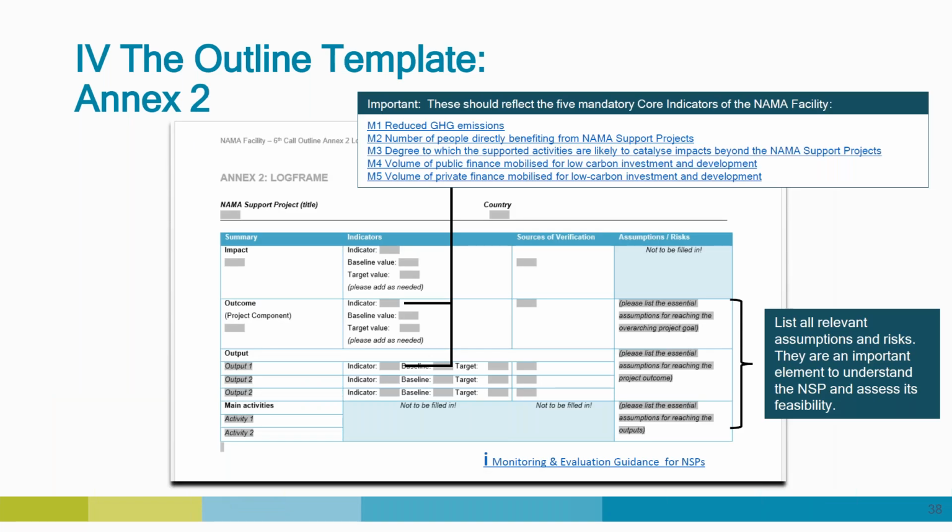The next annex, Annex 2, is the log frame. It is a planning instrument for project development. And we would like to stress the importance of consistency between the log frame and the main body of the outline. The log frame should show all relevant assumptions and risks for the project to reach its outputs, outcomes, and impacts. Indicators should refer to the NAMA facility's mandatory core and sector indicators and include respective target values.